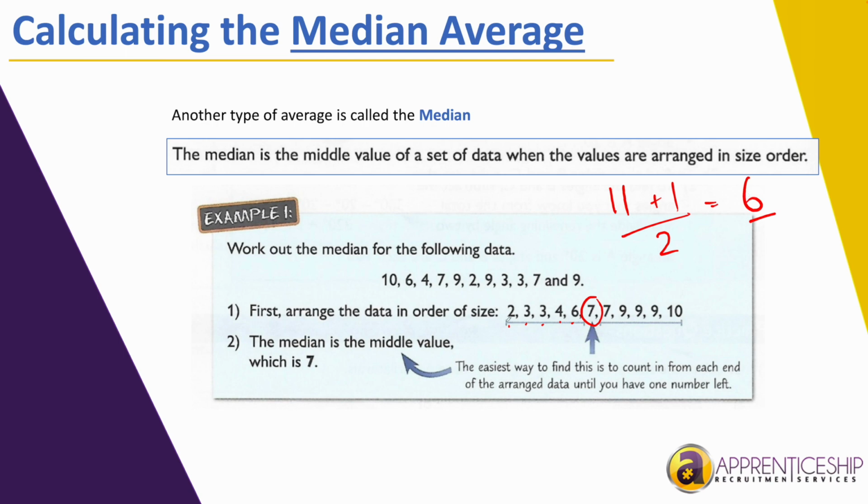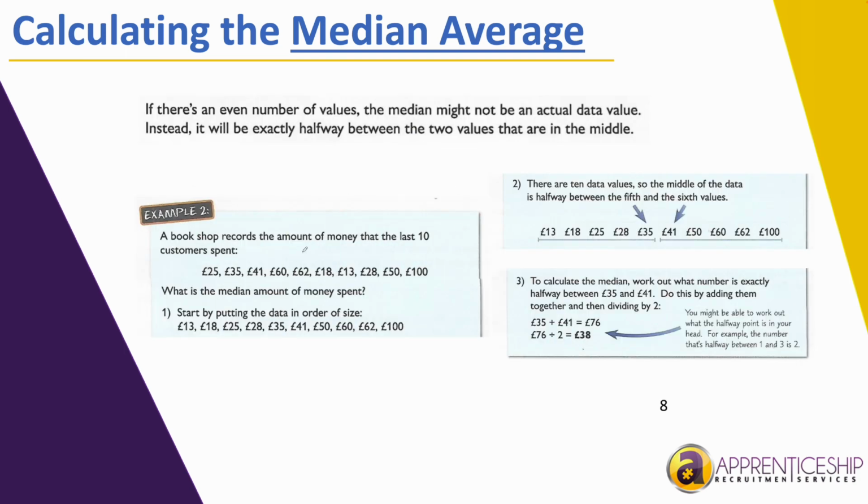Another method is we can go 1, 1, 2, 2, 3, 3, 4, 4, 5, 5, and we've got 1 left in the middle. Either method is entirely up to you. Here we've got another example. A bookshop records the amount of money that customers have spent in the last 10 customers. We put them in order. So we go 1, 2, 3, 4, 5, 6, 7, 8, 9, 10.